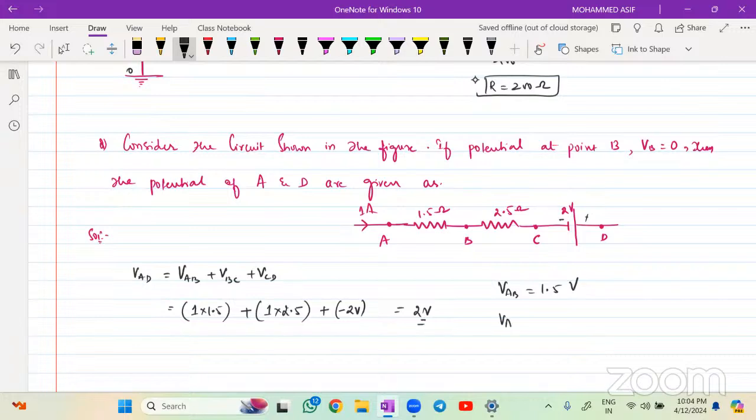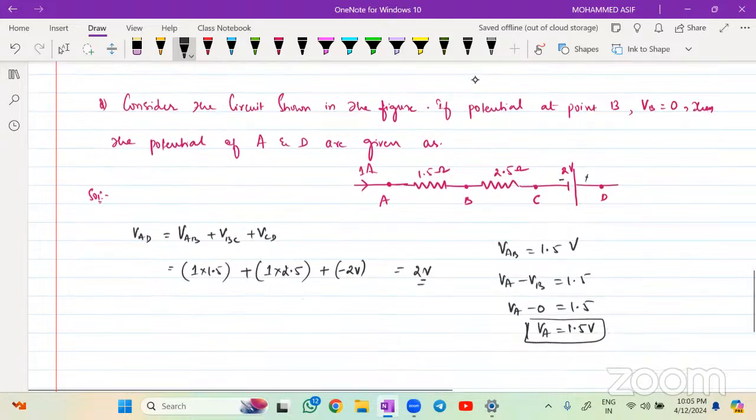That means potential of A minus potential of B is equal to 1.5. And potential of B is given as 0 already in the problem. That means VA minus 0 is equal to 1.5. So potential of A will be equal to how much for me? 1.5 volt. Potential of A is 1.5 volt.